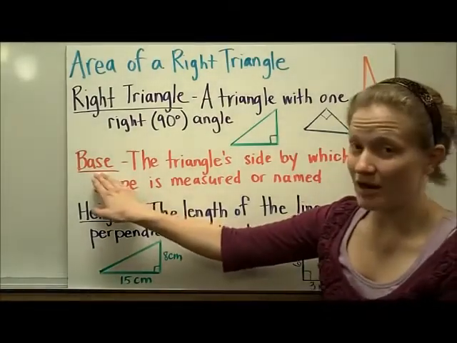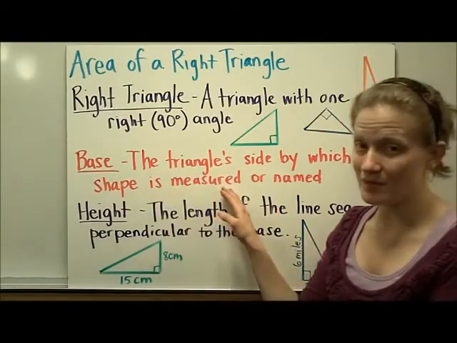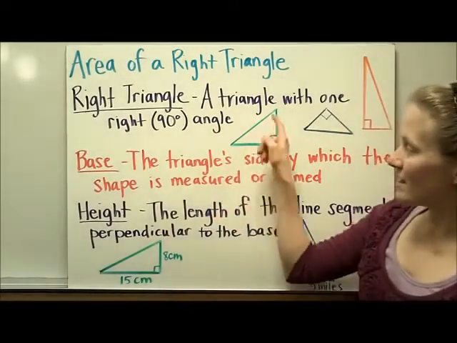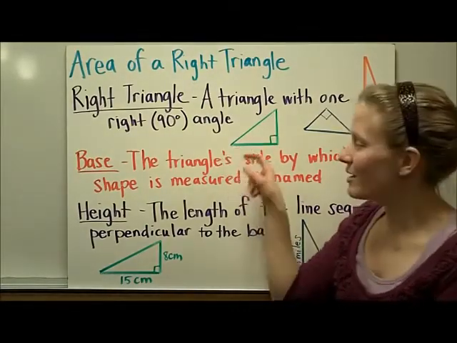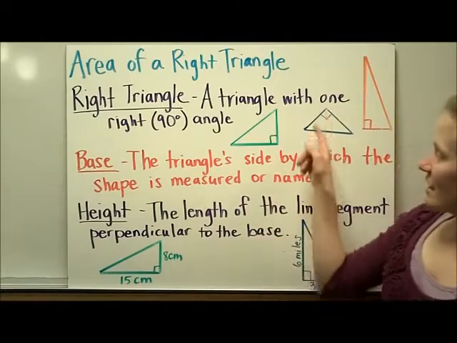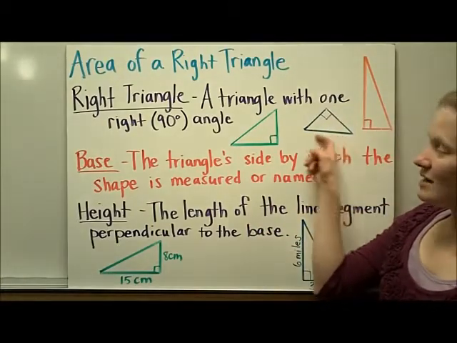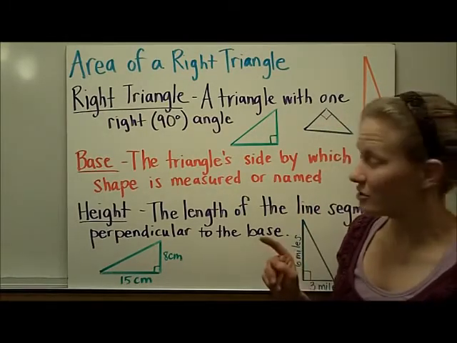The base of the triangle is the triangle side by which the shape is measured or named. So it can be on the side, but most of the time in a book or in practice problems, you'll see it on the side that it's sort of sitting on. In this case, this would not be the base. The base would be one of these two that's on either side of the right triangle.